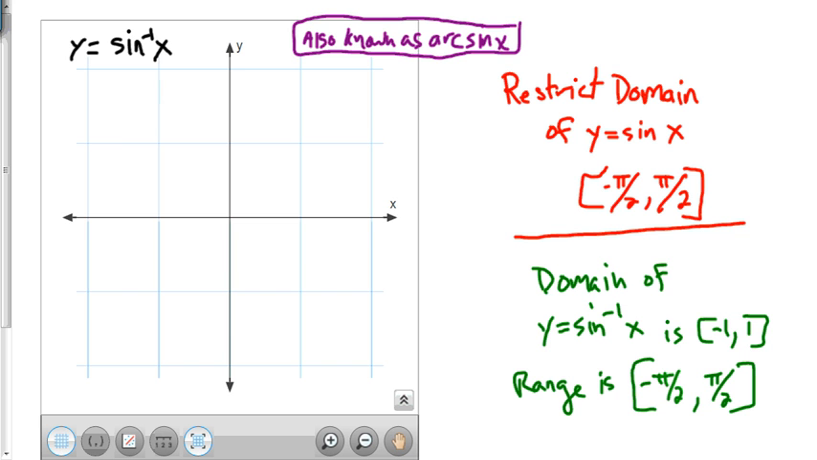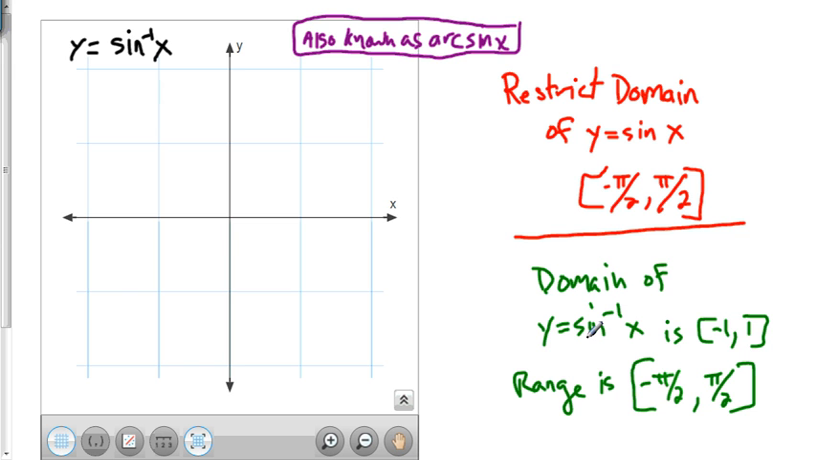Now we're going to look at the inverse sine graph. y equals inverse sine, also known as arcsine. I'm going to bounce back to the other graph for a second. We're going to restrict the domain of y equals sine x to between negative pi over 2 and pi over 2, negative 90 to 90. That's going to give us a domain in the inverse sine graph from negative 1 to 1, because the range from here was negative 1 to 1, and a range from negative pi over 2 to pi over 2. Why do we do that? In order to have an inverse function, I have to restrict this.